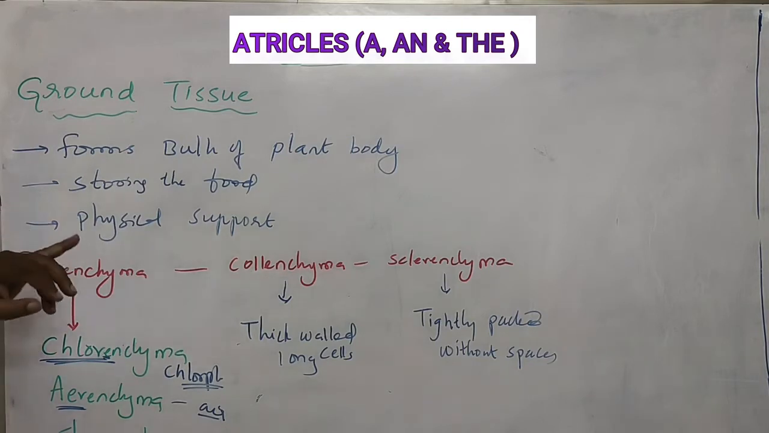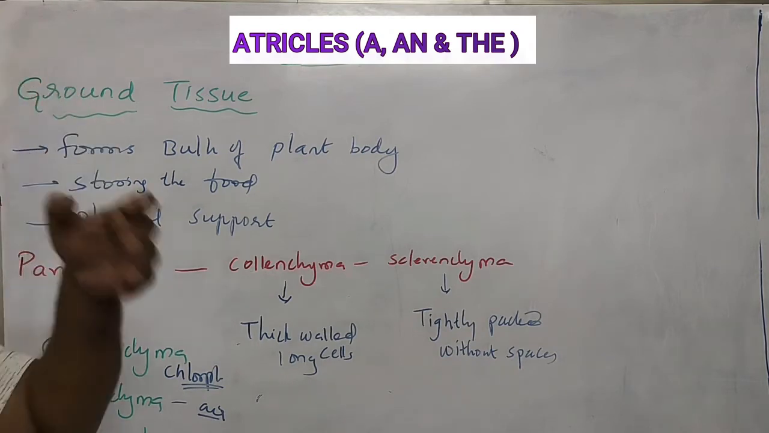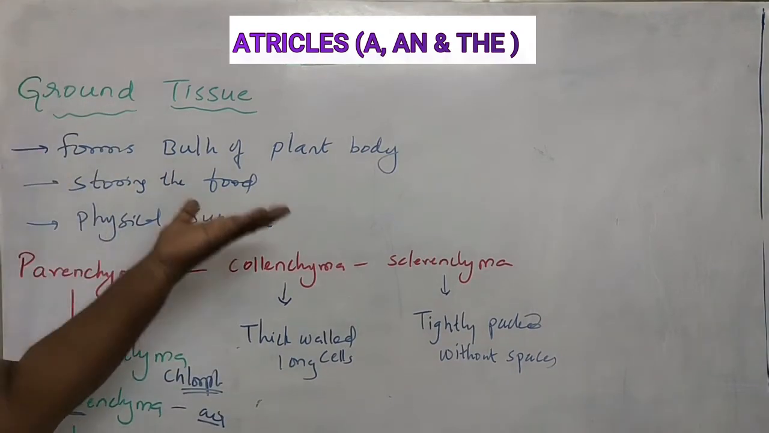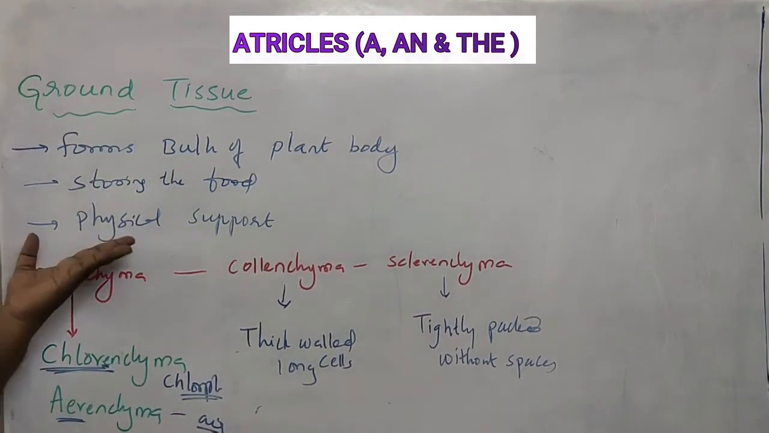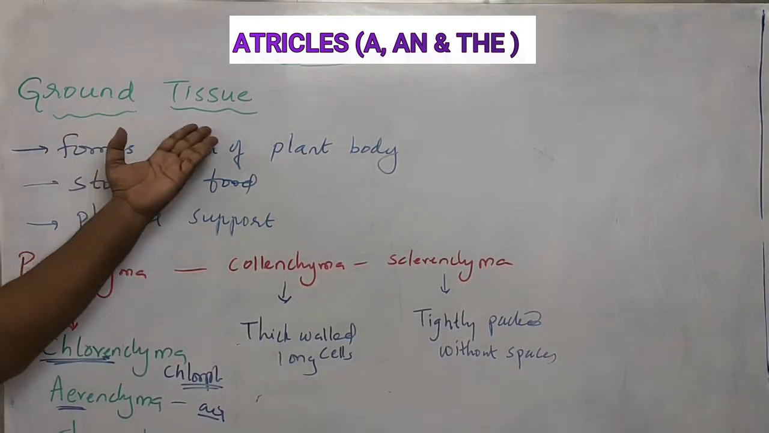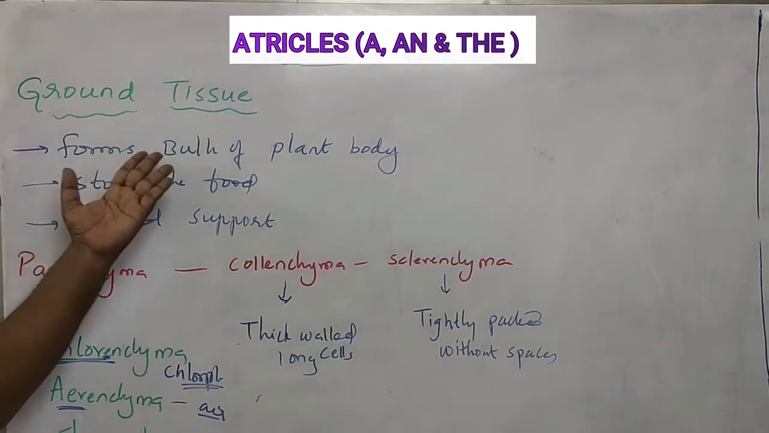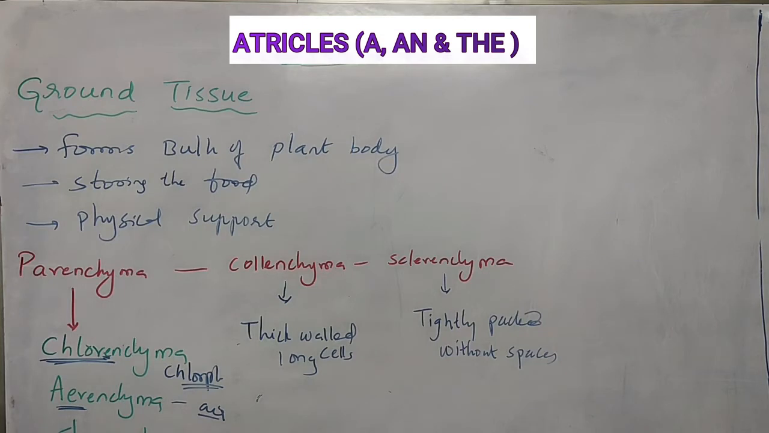Not only that, this particular ground tissue also helps in giving the plant physical support. You can say a kind of mechanical support to the plant. See, the plants are able to stand erect. They're able to stand straight, isn't it, without falling down. That's all because of the support which is given by the ground tissue. That's why we say that it forms the bulk of the plant body.